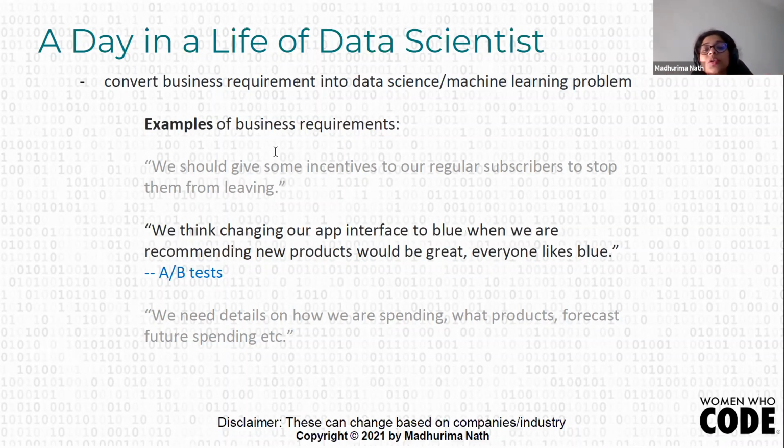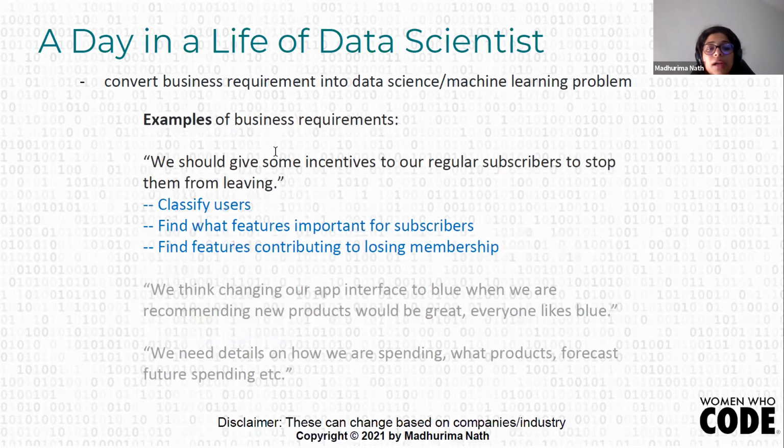It's a quick way to test whether this would make sense or not, whether the customers would like this or not. So that's when you require an A/B test. But for the first one, where somebody says, okay, I think we should give out some incentives to our regular subscribers, we have to figure out from the data: do we know who our regular subscribers or users are?